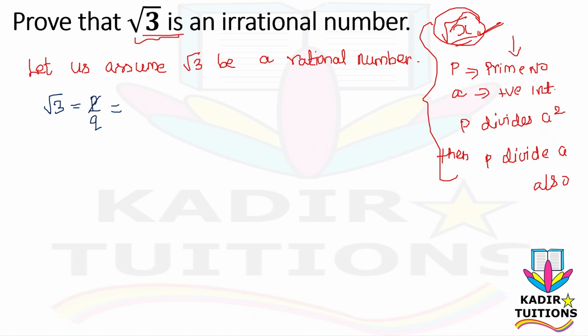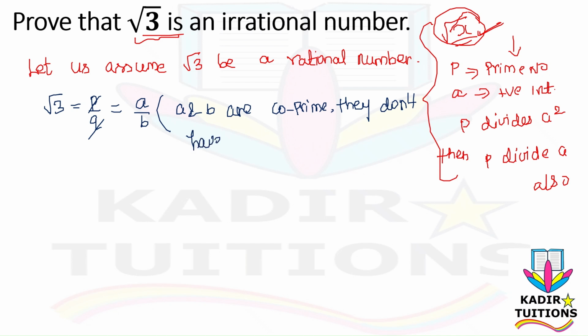Maybe some common factors are there. After cancelling the common factors, I get a by b, where a and b don't have any common factor. So we can say a and b are co-prime. They don't have any factor other than 1 in common, right? That is what co-prime means. So they don't have any factor other than 1 in common. So this is the first step.